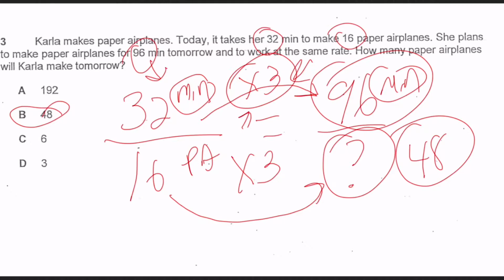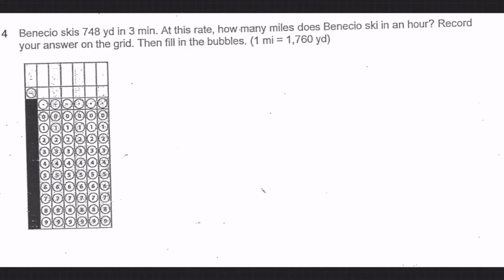All right, let's get to question number 4. Question number 4 says, Benicio skis 748 yards in 3 minutes. At this rate, how many miles does Benicio ski in an hour? Record your answer on the grid, then fill in the bubbles. I just hate these bubble things. Why can't we just put the answer down? Okay, I digress. Let's move on.